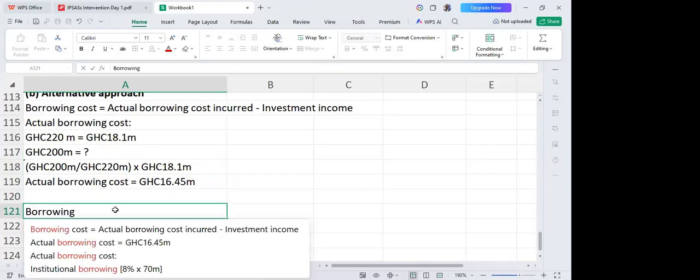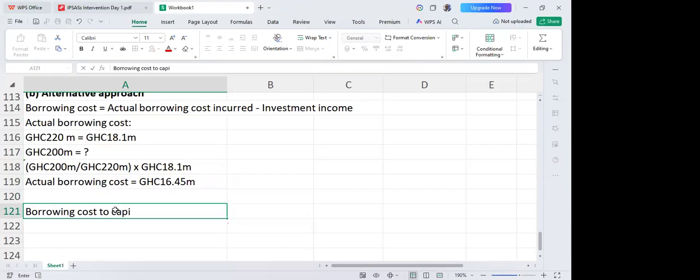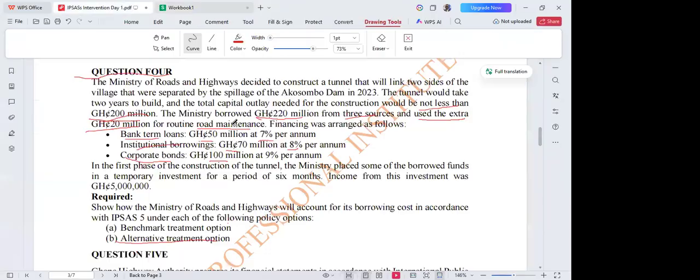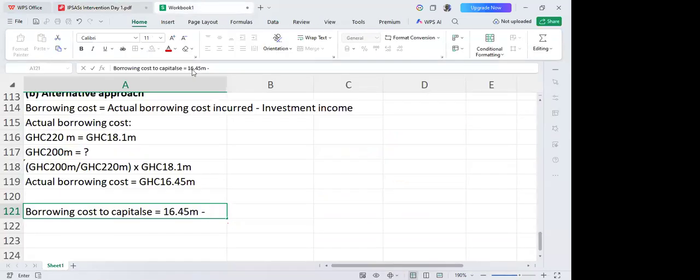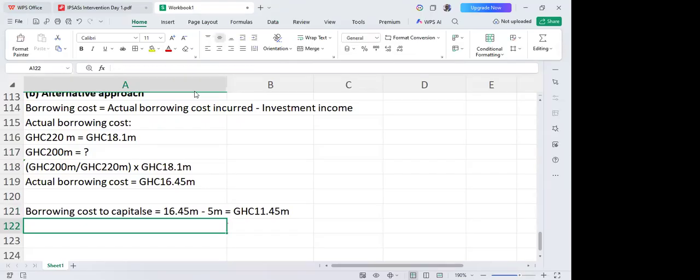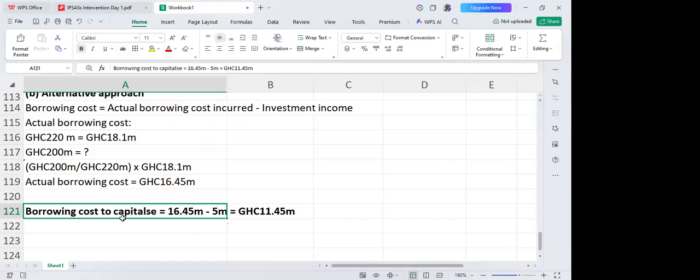So the borrowing cost to capitalize will be equal to 16.45 million minus the investment income. Checking the question we're given, income from investment was 5 million. We less that. What do we get? 11.45 million. So this becomes the borrowing cost to capitalize.